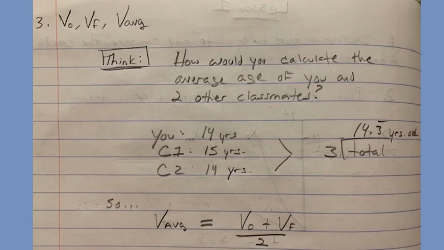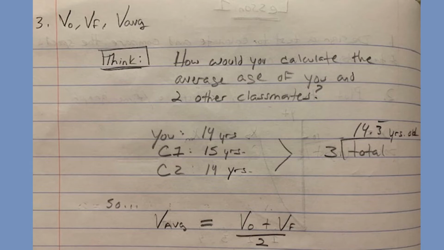Please note the symbols in the top of the page, v sub 0 or v naught, v sub f or velocity final, or VF, and then v sub average. So we've got the initial velocity in v sub 0, we've got the final velocity in v sub f, and we have the average velocity in v sub average.